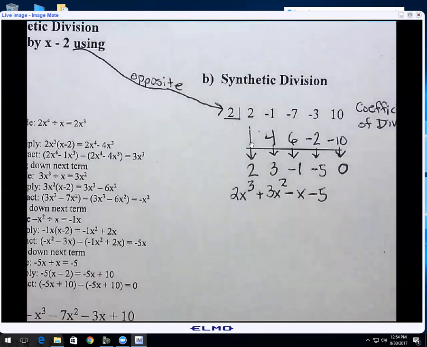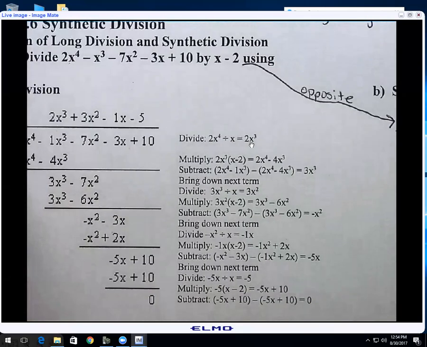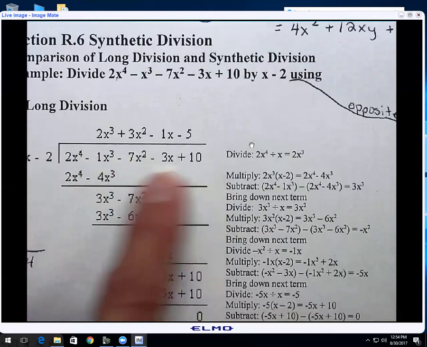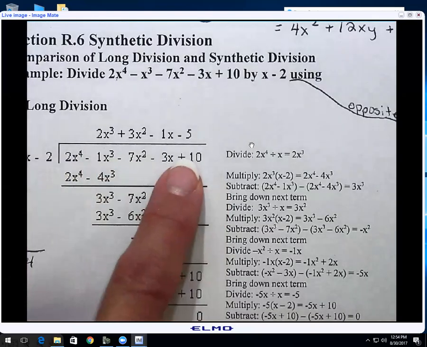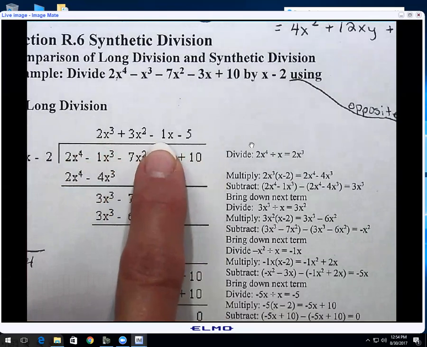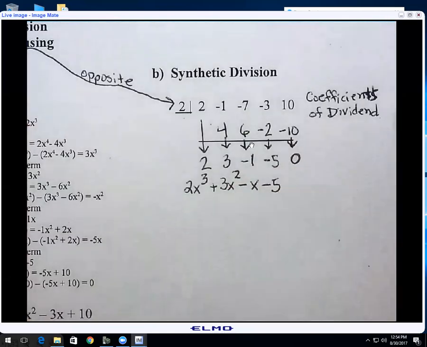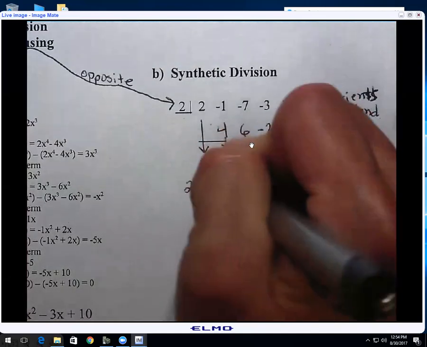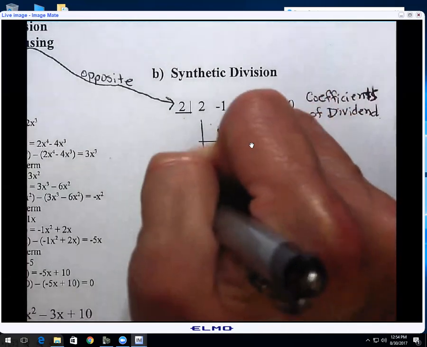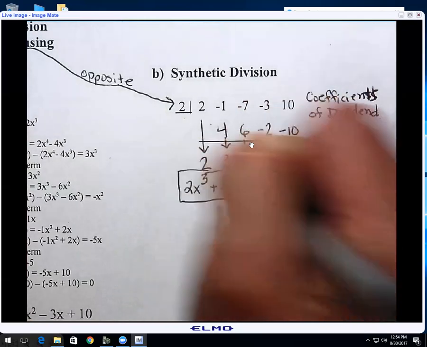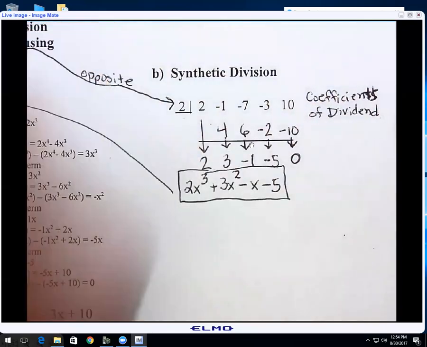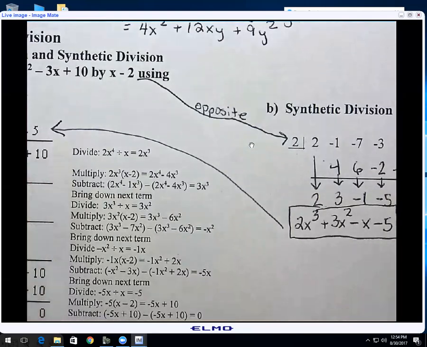Guess what that last number always is? Remainder. This one didn't have a remainder. It had 0 remainder. X minus 2 went into that big ugly polynomial evenly this many times. So if I don't have a remainder, I don't have to write plus 0 on the end. That's my answer. And it's the same answer I got over there.